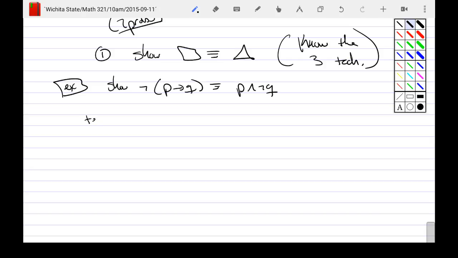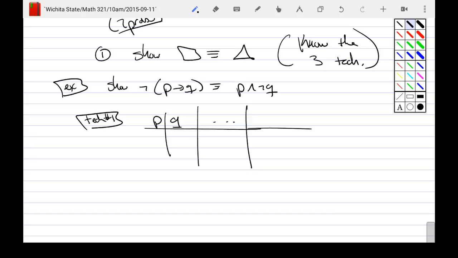Technique number one would be, you'd have a P and a Q, and over here you would do some work, and then you would get this whole not P implies Q, biconditional with P and not Q, and what do you get? A tautology, right? You would do all this work and you would get a tautology on the biconditional, therefore it should be logically equivalent. That would be proving by using a truth table.